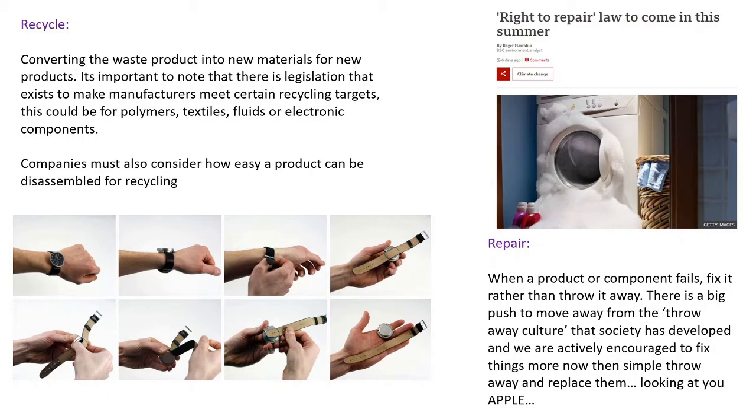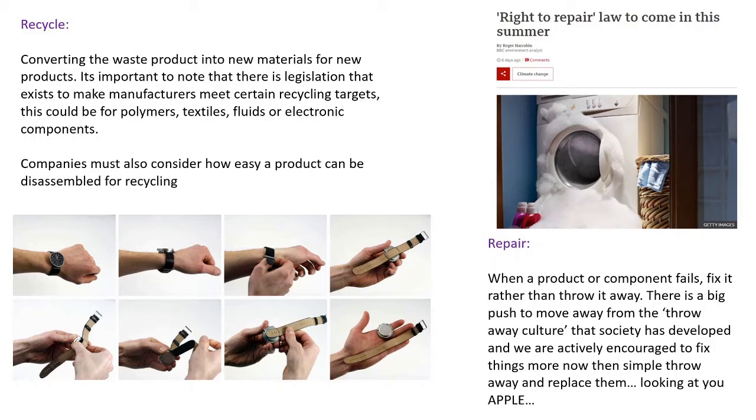And then repair. On top of making things easy to disassemble, a law is coming in in the summer of 2021 where companies must make it so things can be repaired easily. It works along with disassembly. It means that people can take things apart and it's easier to find replacement parts. It's easy to install the replacement parts. You don't require any specialist equipment.